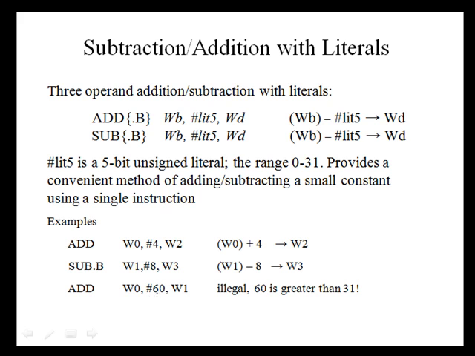So I mentioned that this constant 60 was too large for this instruction. So how could we accomplish this? It's easy. We'd simply have to use two instructions. For example, I would do a move, the immediate value, 60, into a register.